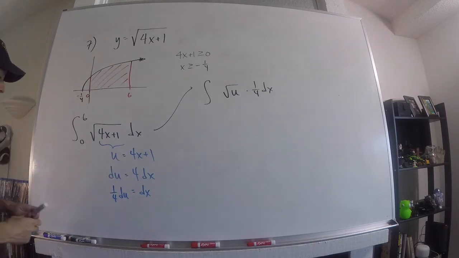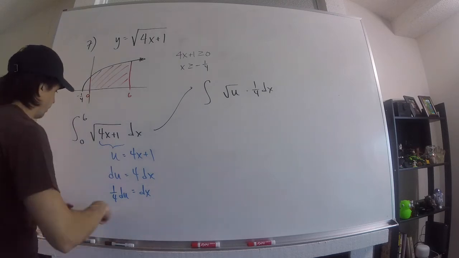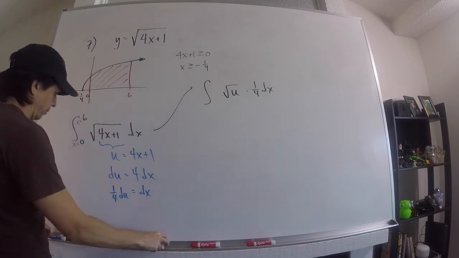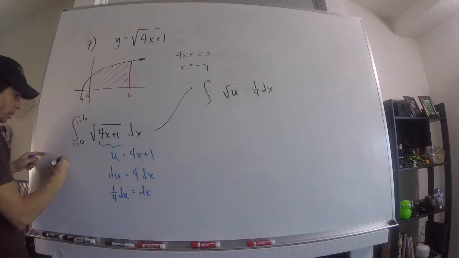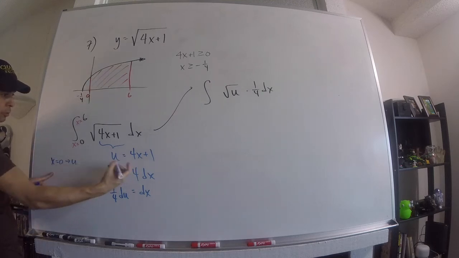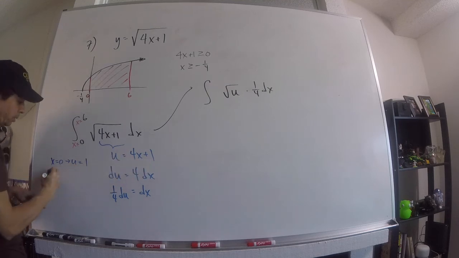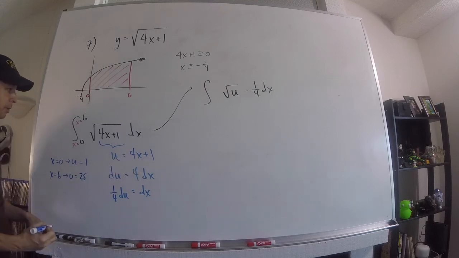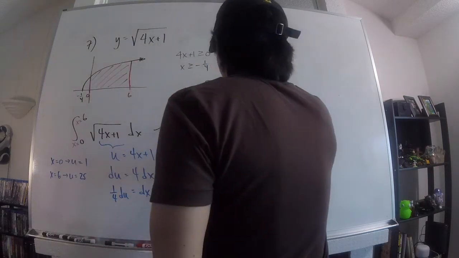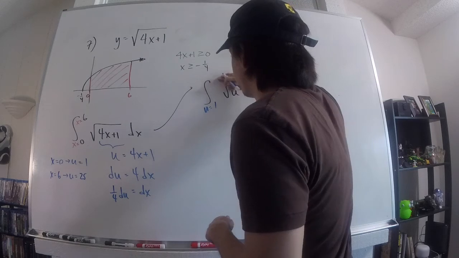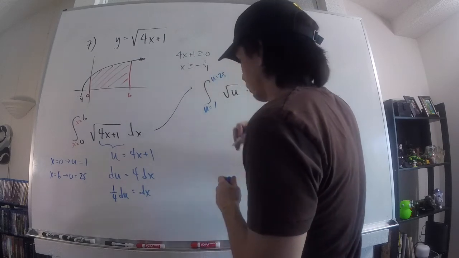I'm going to convert my bounds though. When x, I'm going to do it in my head. When x is 0, u is 1: 4 times 0 plus 1. When x is 6, u is 6 times 4, which is 24, plus 1 is 25. So 1 to 25, and I've done it in a different order than I usually do. 1 is my lower bound, 25 is my upper bound, and those are u values. Alright, I'm ready to go.